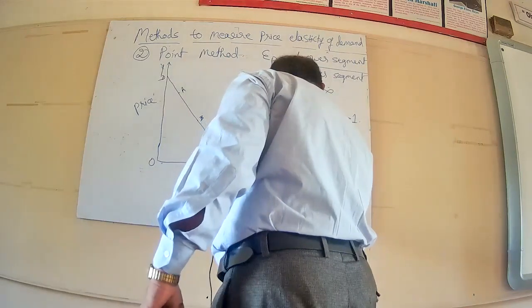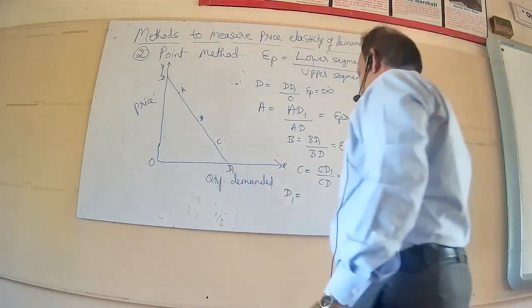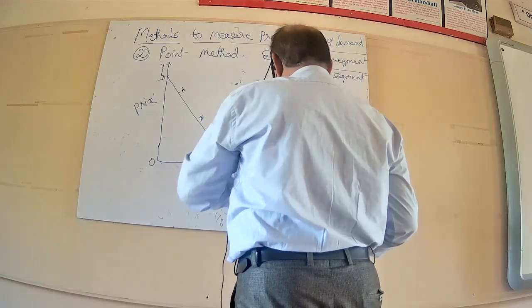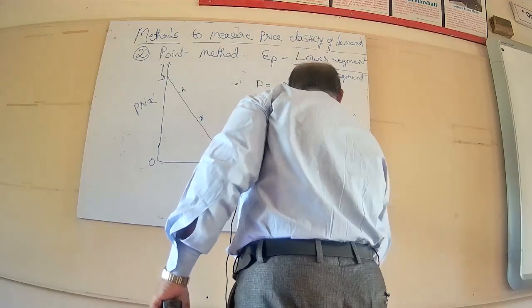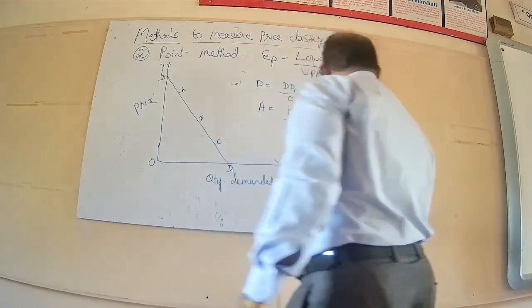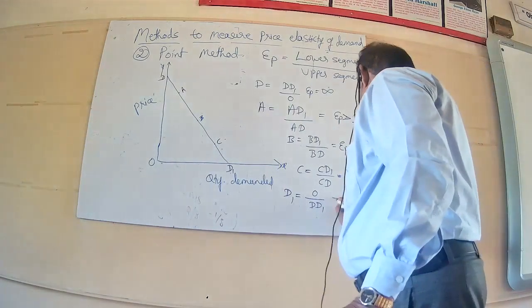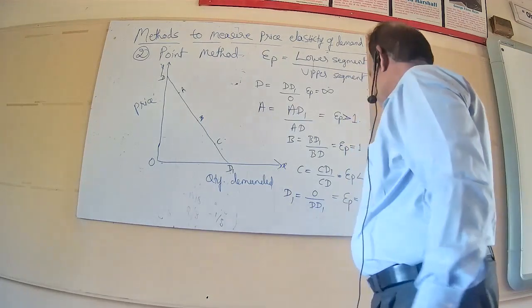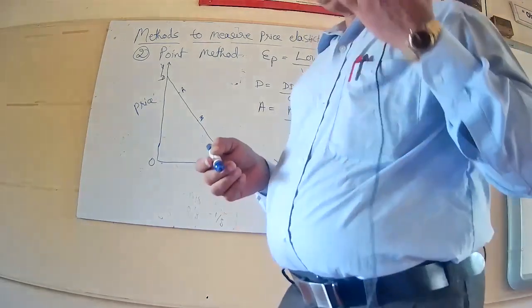Lastly, at point D1, if you want to identify the price elasticity of demand, here we have no lower segment. Entire segment is upper segment. Therefore, lower segment is 0 and entire segment is upper segment, that is DD1. 0 by DD1 gives you the value as 0. Therefore, the price elasticity is equal to 0 in this type. If the value is 0, it can be identified as perfectly inelastic demand.